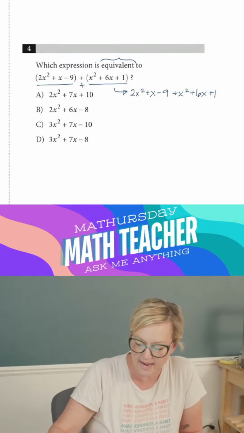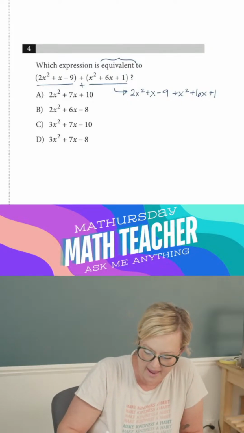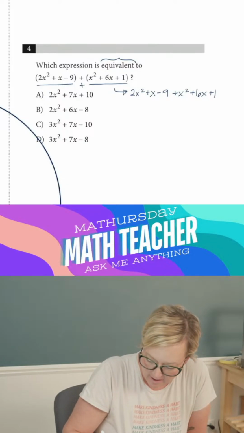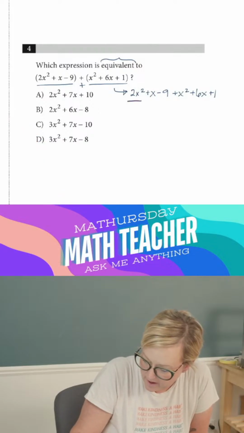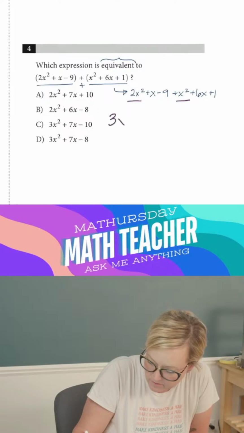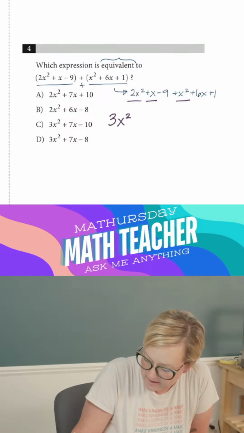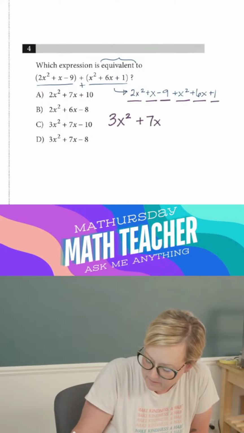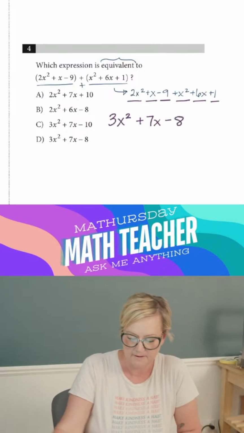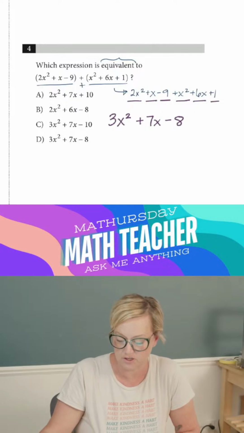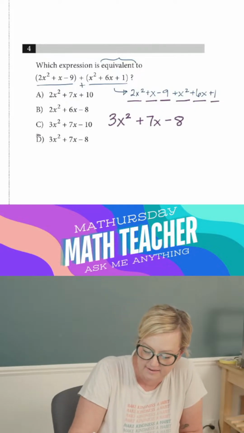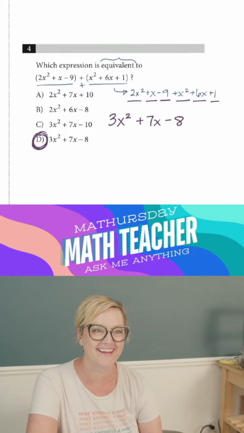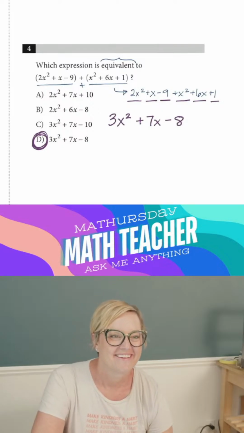Okay, and then once I have that written out, I can combine like terms. So when I go through and combine the like terms, I've got 2x squared plus x squared, so that's going to give me 3x squared. I've got x plus 6x, so that's plus 7x. And then I've got minus 9 plus 1, which is minus 8. Okay, so going through and combining all of these like terms, I get 3x squared plus 7x minus 8. And that answer is D. Excellent job. So many of you picked D. That's awesome. Okay.